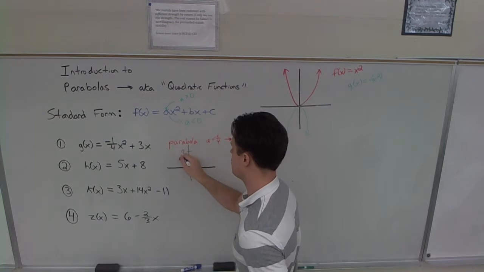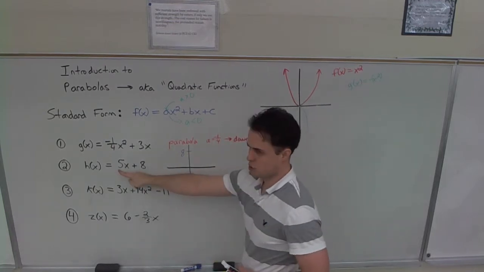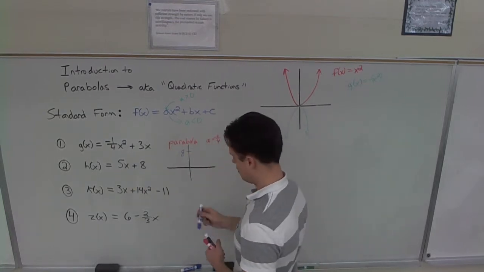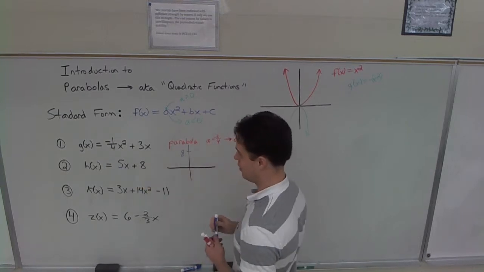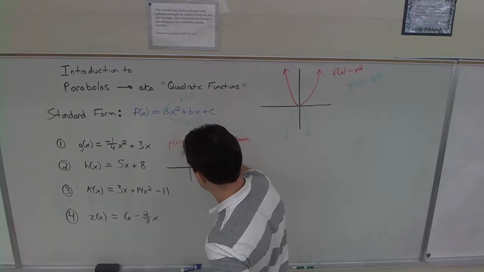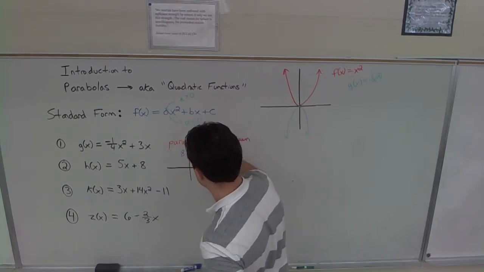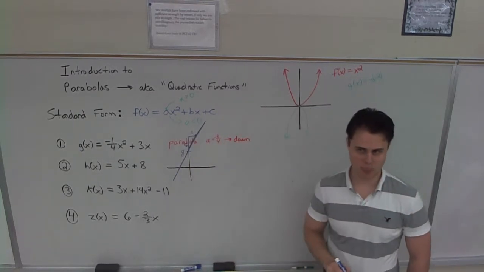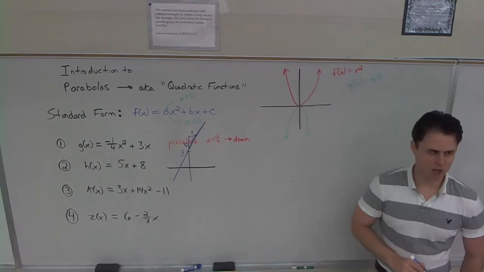You start up at 8, and from 8 you use the slope and go, see a negative? Up 5 over 1, right? Up 5 over 1, and there's your line, something like that. Okay? But it's not a parabola for sure.